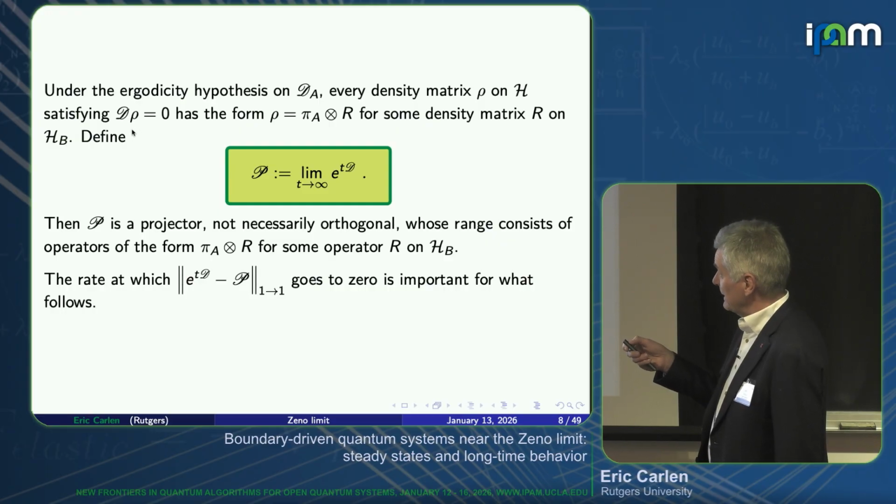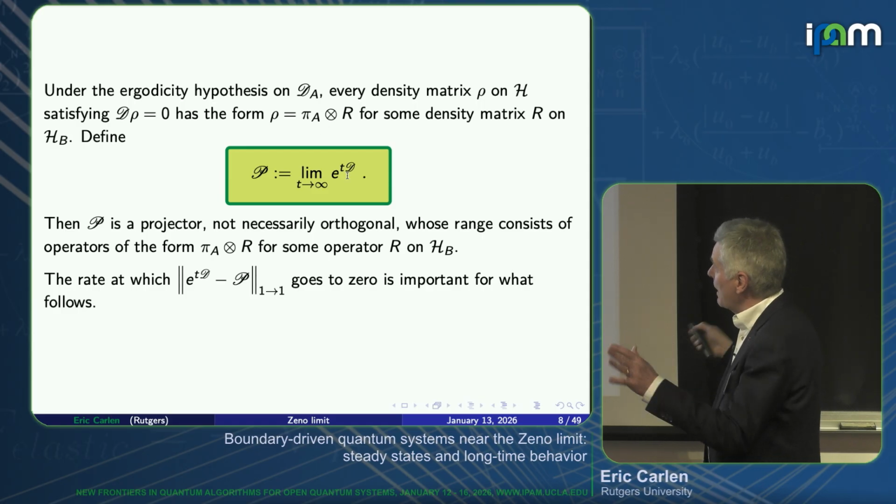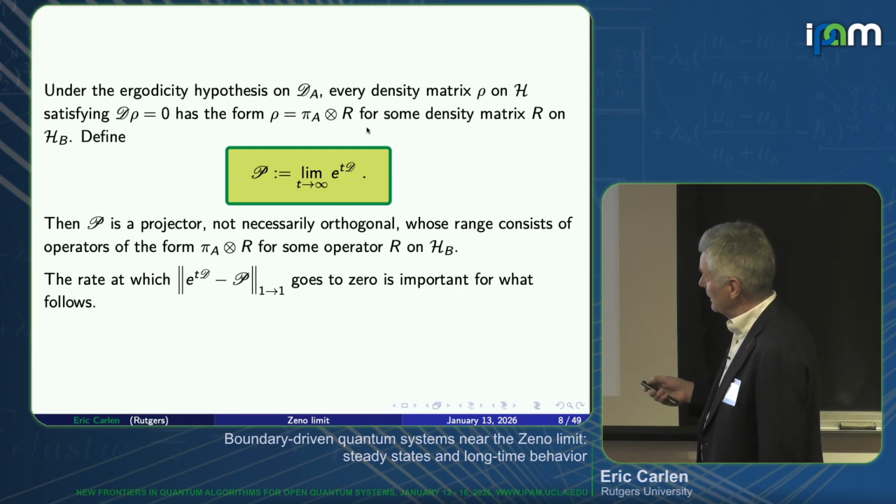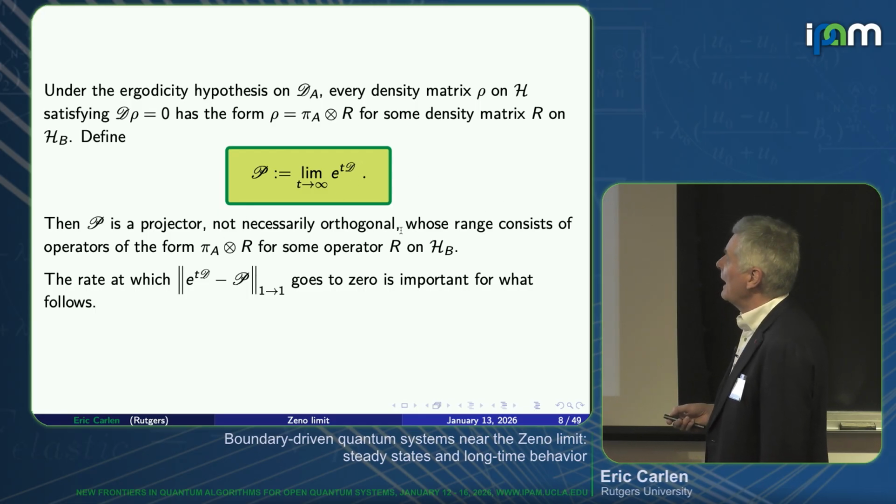So under the ergodicity hypothesis on this dA, every density matrix that's in the null space of the script D, the dissipator part, has the form pi A tensor R for some arbitrary density matrix on HB. So that's the null space of the script D. And if you run this evolution forward, it converges to this projector P, which is the limit of CPT maps and is itself CPT. So it's a projector, not necessarily orthogonal.